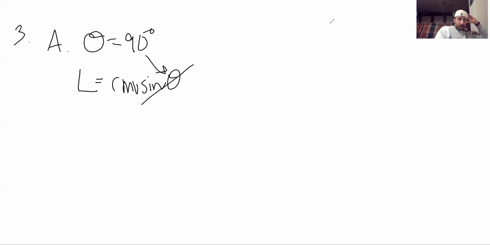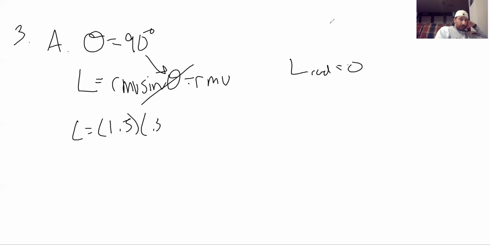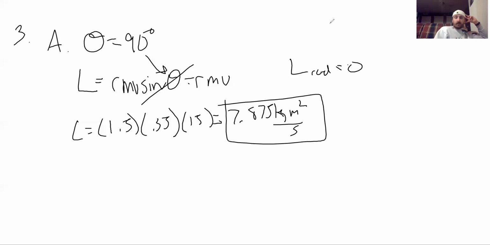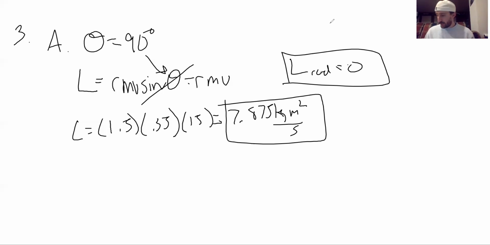Well, if I do sine of 90, that's just 1, so I get R m v is going to be my initial, and I know that L of the rod is going to be 0 initially because it's not moving. So if I plug in here, the R is 1.5 meters away from the pivot point. The mass of the ball is 0.35. And what else do I need? V, it's traveling at 15 meters per second, which gives me an angular momentum of 7.875 kilogram meters squared per second. Straightforward, and since the rod's zero, that's the total initial. Okay, that one was pretty easy.